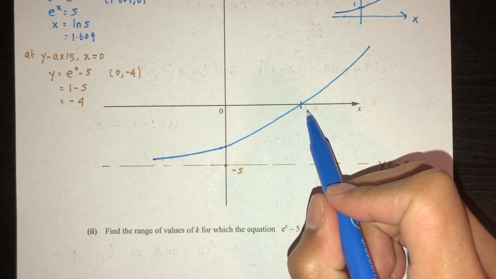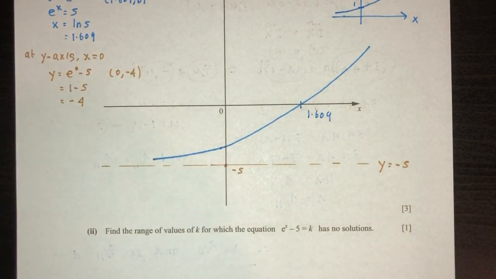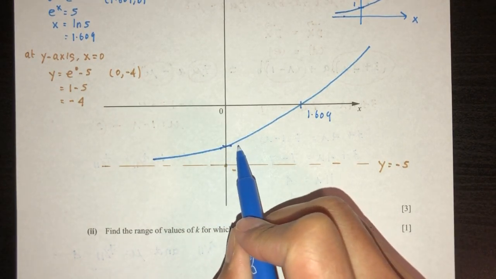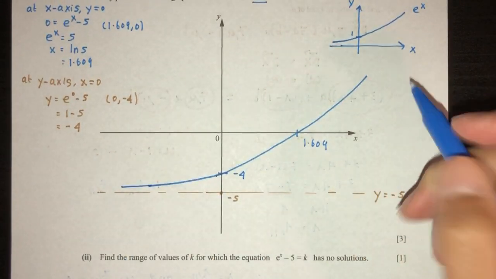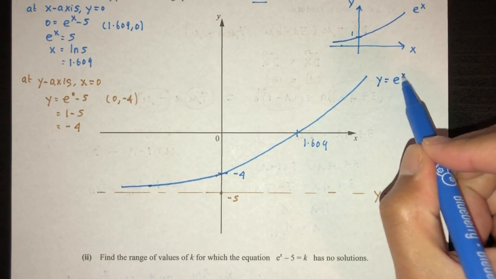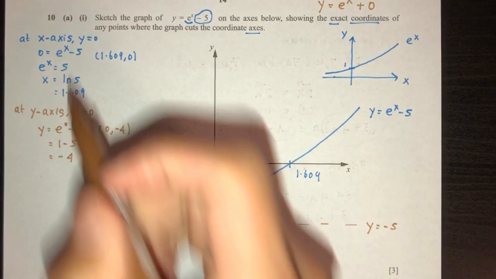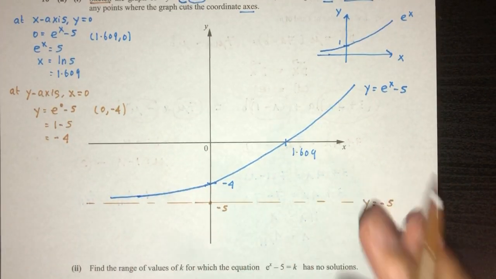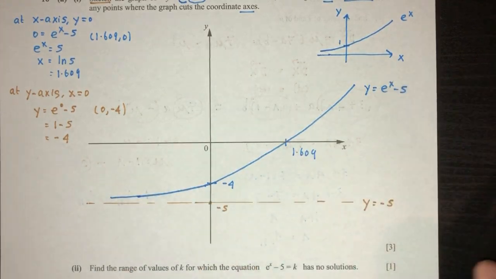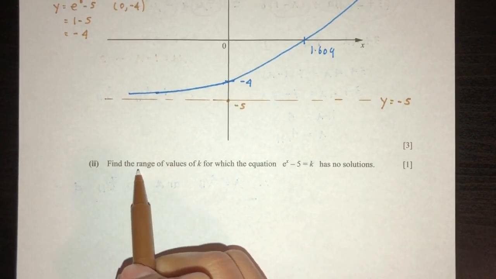This will be the point, you can write 1.609, or you can write ln of 5. This one is the point of minus 4. Okay, then we just have to label the graph of y equals exponential x minus 5. Okay, that is your graph. It is a sketch, of course, so it doesn't need to be exactly to scale. It just needs to have the right shape. But here we have to label the points where it crosses your axis. That is part 1.